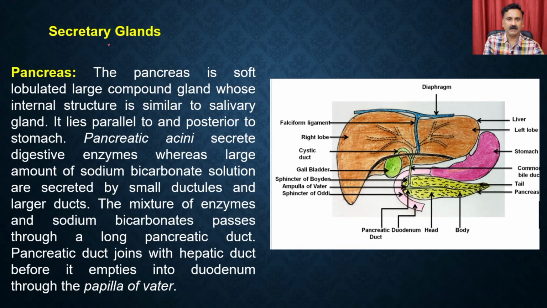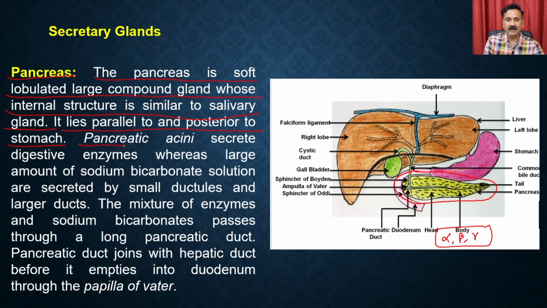Then we have another gland called the pancreas. The pancreas is a soft, lobulated, large compound gland whose internal structure is similar to the salivary gland. It lies parallel to and posterior to the stomach. What you see here is the pancreas, a leaf-like structure, right. It is a very soft, lobulated, large compound gland which contains different types of cells: alpha cells, beta cells and gamma cells, and these are going to secrete different types of enzymes.